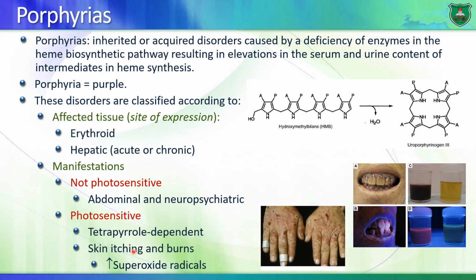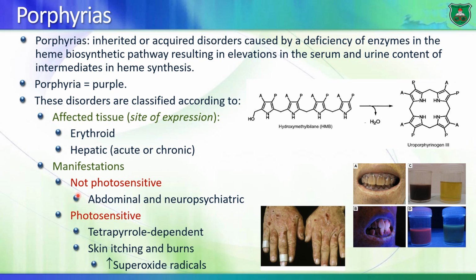The reason is that you have accumulation of these porphyrins in the skin, and upon exposure to sunlight, you have the production of superoxide radicals that cause skin damage, cell death, and that would result in skin itching and burns, and it would look something like this. You would have a lot of blistering in the hands and areas that are exposed to light.